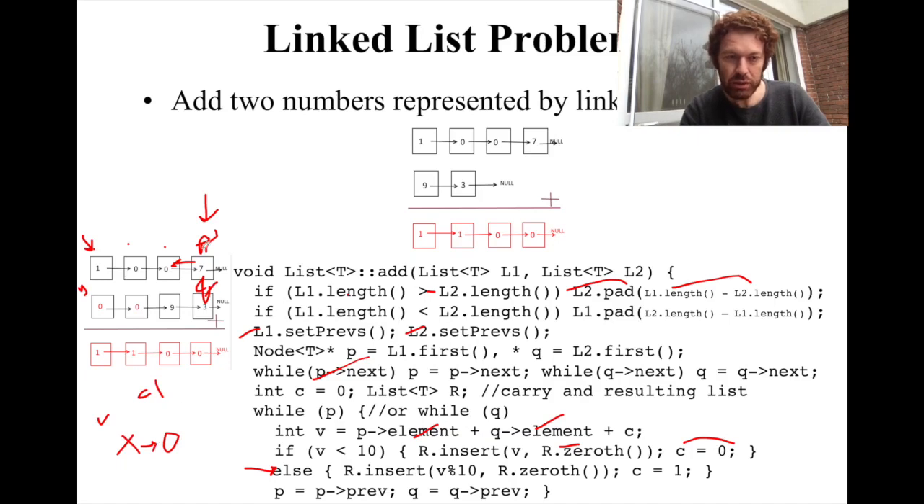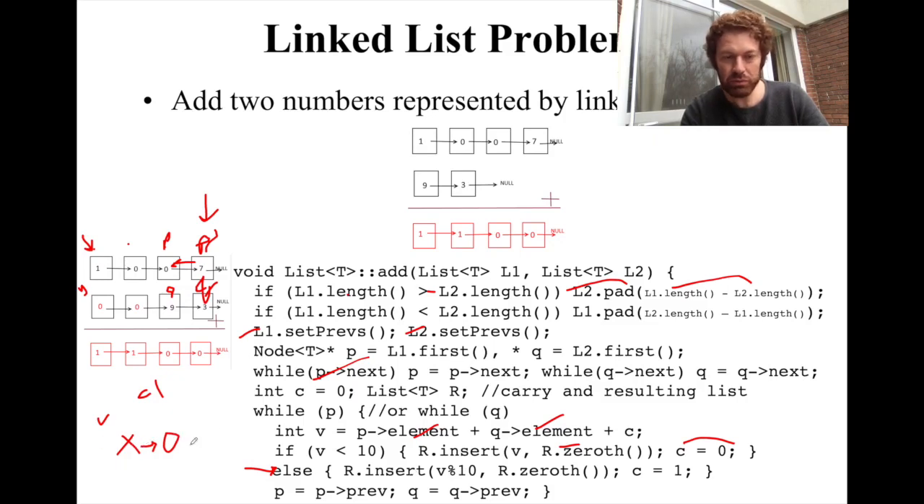Now I will do advancement in the reverse order. P is equal to P dot prev. So this is the P and this is the Q. I am using the prev pointers. And I repeat, 0 plus 9 plus carry, which is 1. So 0, 9, 1. It is 10. So I am again in the else part. 10 mod 10 is 0. So I will be inserting this after the 0.